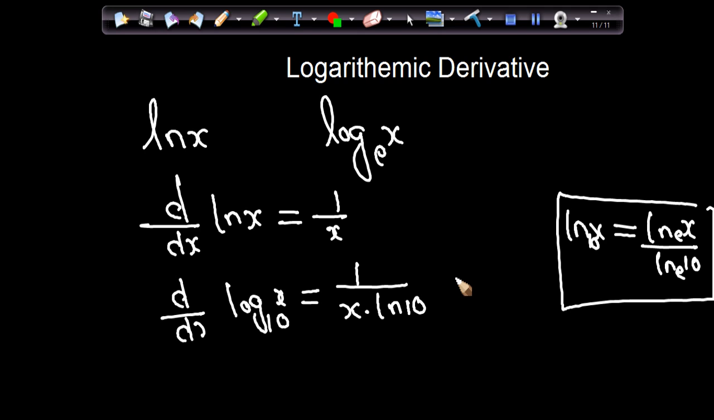If you would like to solve another example, make sure that you remember these formulas. I'll just recap what you have learned so far. You have learned what a differential coefficient is, and then we have learned the derivatives which we need to memorize. First is the power rule, then trigonometric functions, then logarithmic derivatives. Then the fourth thing is exponential derivatives.